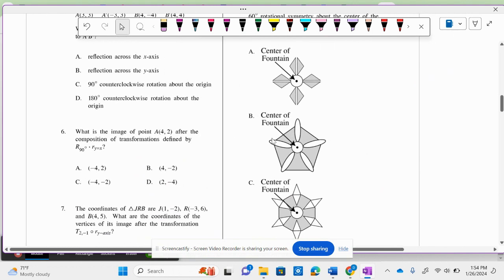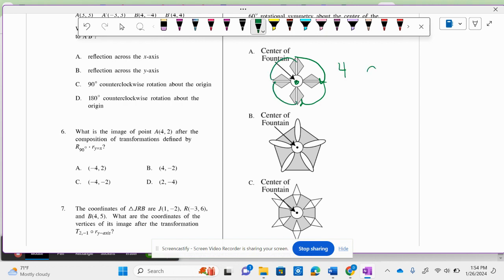rotation. So Omar is designing a garden around a circular fountain. He plans for the garden to have 60-degree rotational symmetry about the center. So if this is the center of the garden, this has order of 4, which means it has 90 degrees. So that's not the one Omar's using. What about this next one? Rotate 1, 2, 3, 4, 5. Order 5. 360 divided by 5 is 72. That's not 60 degrees, so that's not going to work.